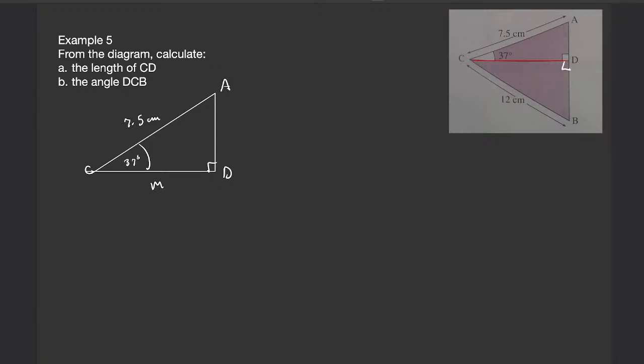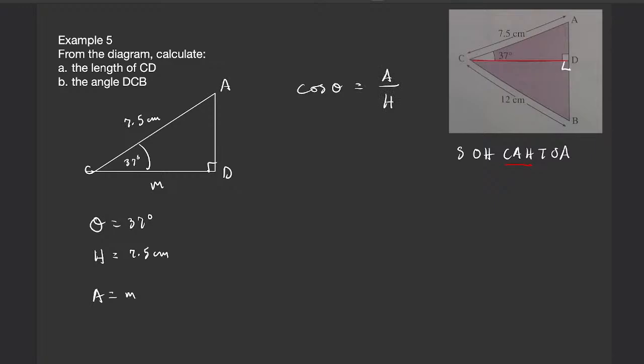So what do we know? Well, we know our angle, that is 37 degrees. We know our hypotenuse, that is 7.5 cm. And we want to find the side that the angle sits on. This is better known as the adjacent. This is M. If you remember our acronym, SOHCAHTOA. All right, so we have our adjacent and our hypotenuse. We'll be using cos, right? So cos theta is equal to the adjacent over the hypotenuse.